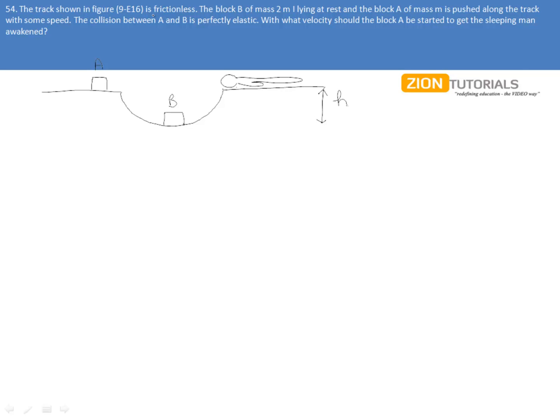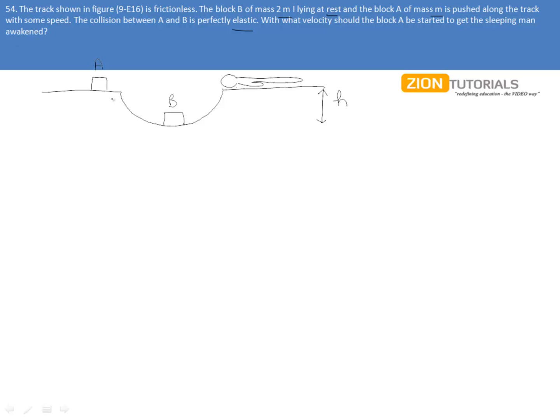The track shown in the figure is frictionless. Block B of mass 2m is lying at rest, and block A of mass m is pushed along the track with some speed. The collision between A and B is perfectly elastic. With what velocity should block A be started to get the sleeping man awakened?